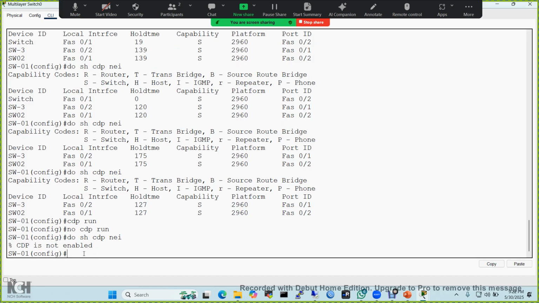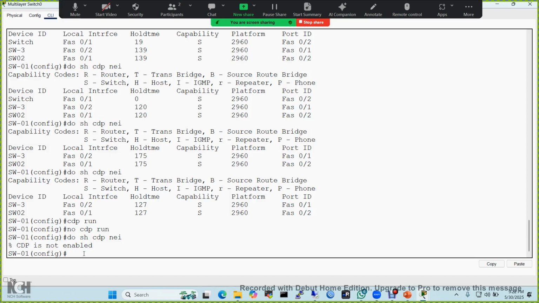But what about cdp enable? cdp enable is used for enabling a single interface, and cdp run is for global configuration. cdp run is used for enabling this protocol for the entire switch.